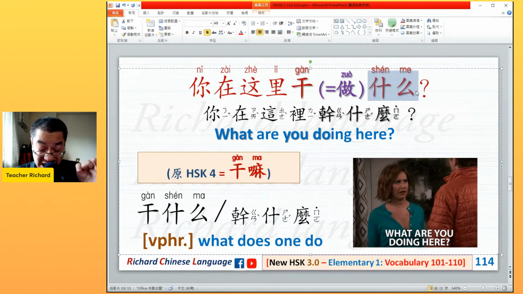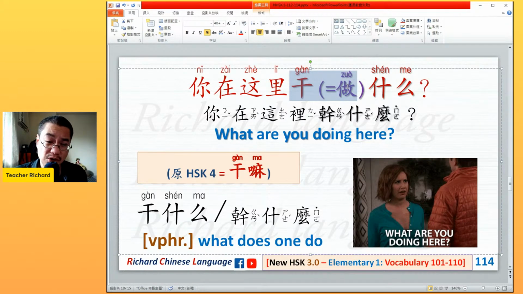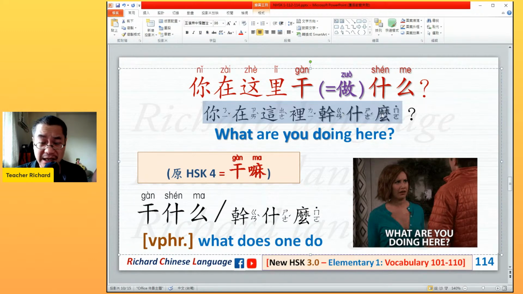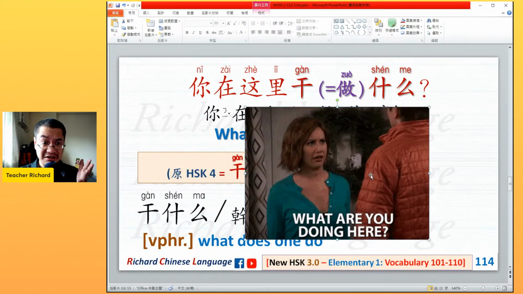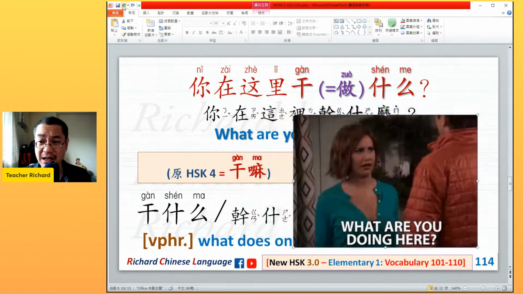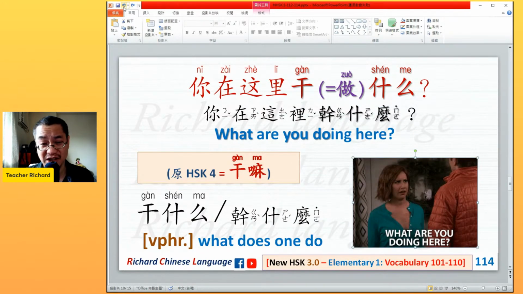You can also say 你在这里做什么? Okay, because 干 means 做. 你在这里干什么? What are you doing here? Okay, like in this photo. What are you doing here? Okay, 你在这里做什么? 你在这里干什么? What are you doing here? Okay, this is a very practical sentence for you to use.